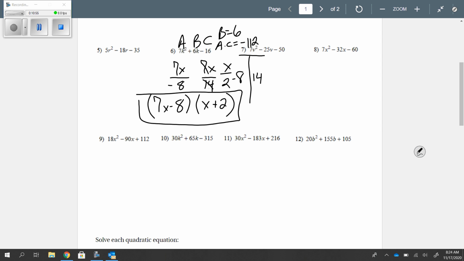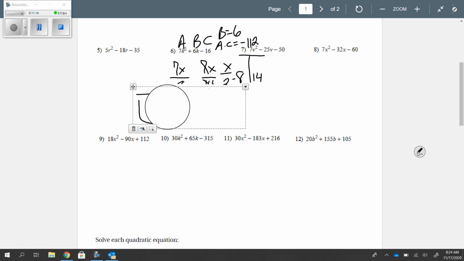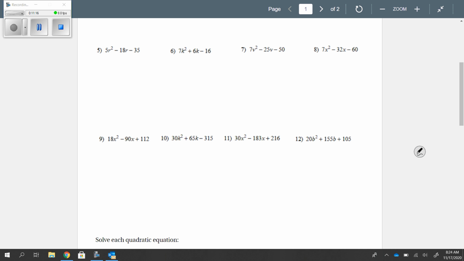All right, remember, every step is crucial. Label A, B, and C. What is our B? What is our A times C? Find our factors of A times C. Figure out which ones can add up to B. Then we do our A of x, which is 7x here, not just 1x, over our two factors. And then we simplify. All right, let's move on.